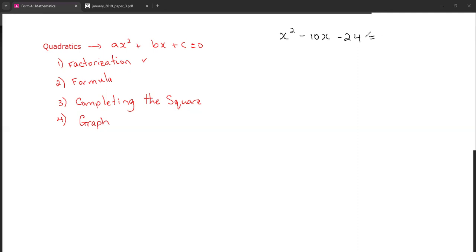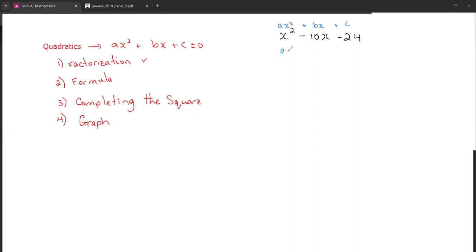But in this case, let's say they asked us to factorize it. They came out and told us to factorize it and hence solve it. So let's factorize it. My first step is I'm going to label it so that I'll be able to know what are my various parts of the quadratic.